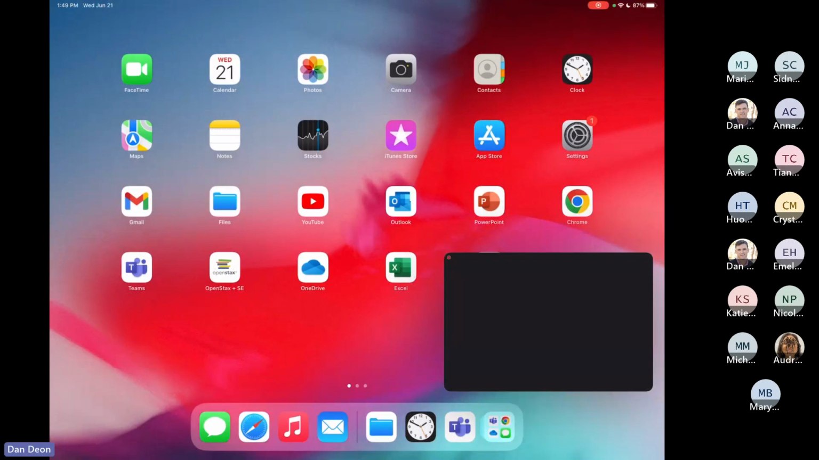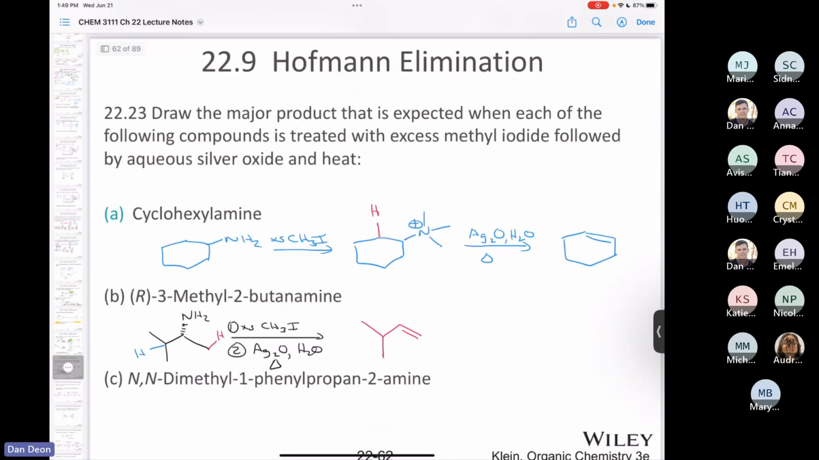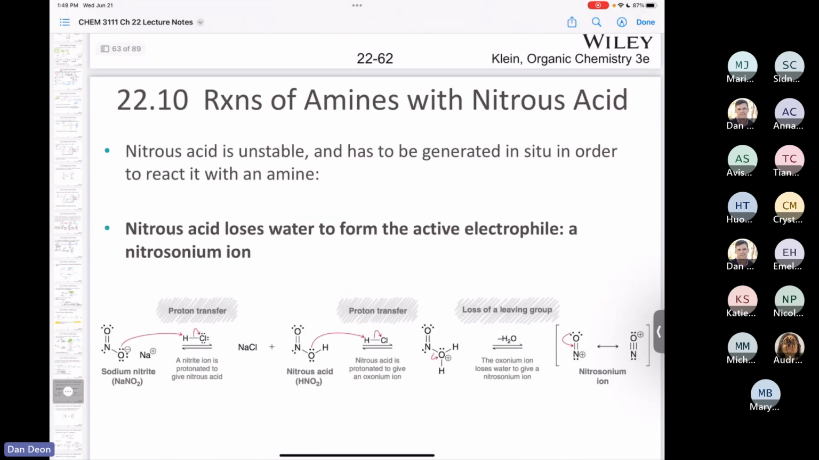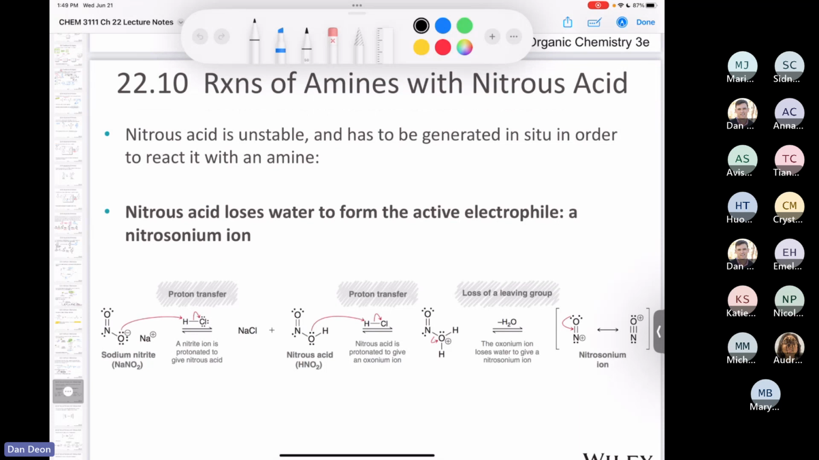Hey there, Chemistry 3111. We're going to start off today with section 22.10. And we just finished the Hofmann elimination section. So now we're moving on. We only have a few sections left in this chapter. And you probably noticed right away that it says 22.10 deals with the reactions of amines.